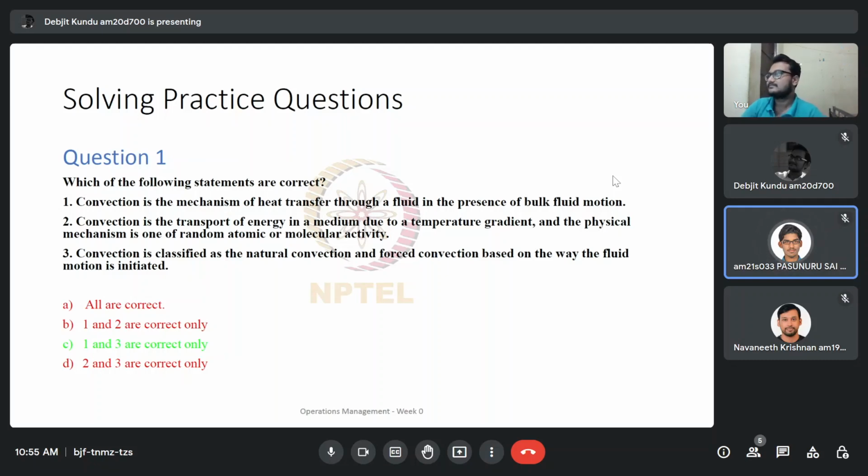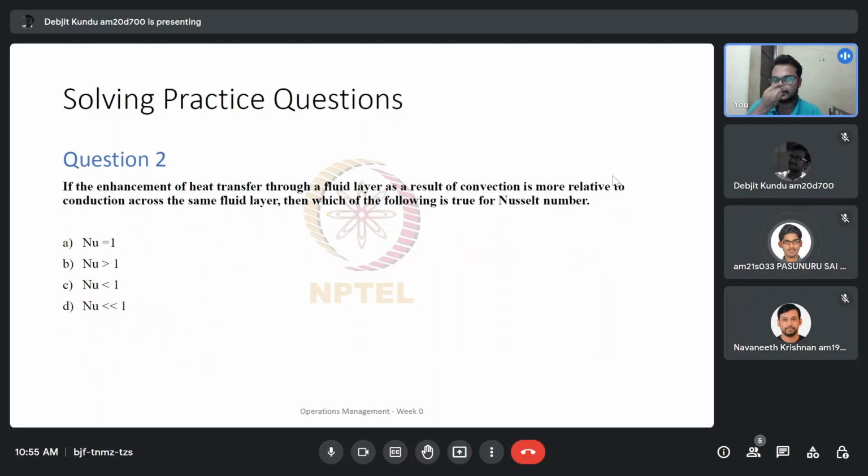Moving on. Question number 2. Question number 2 says the enhancement of heat transfer through a fluid layer as a result of convection is more relative to conduction across the same fluid layer. Then which of the following is true for its Nusselt number for that case? So there are four options: Nusselt number equal to 1, greater than 1, less than 1, or very much lesser than 1. So among these four options, please try to pick the correct one. I'm sharing the poll again. The poll is live. You can cast your answer over there.